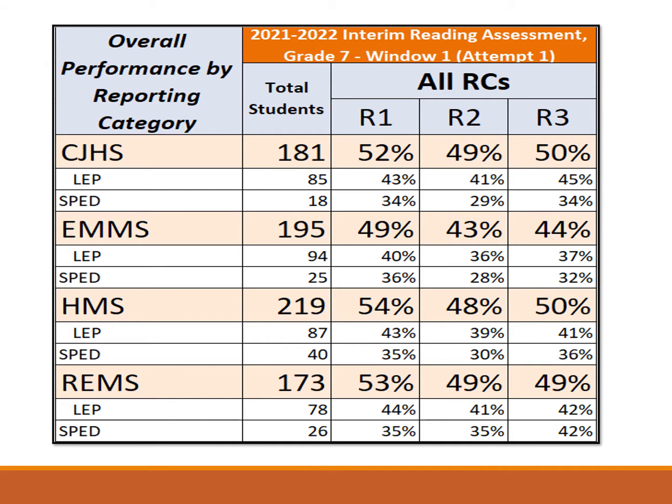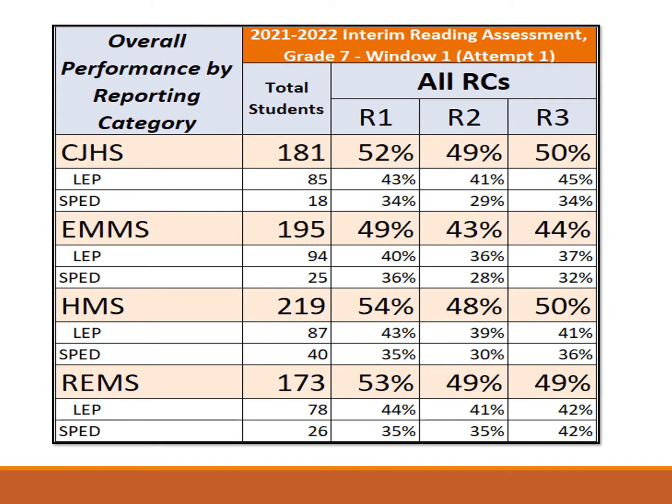So this is our first set of data: overall performance by campus for reporting category. Please know that the data you are seeing here is a summative. I repeat, it's a summative of how students performed for all the questions they took. That includes performance for all students and then the data for the tracks: low, medium, or high.